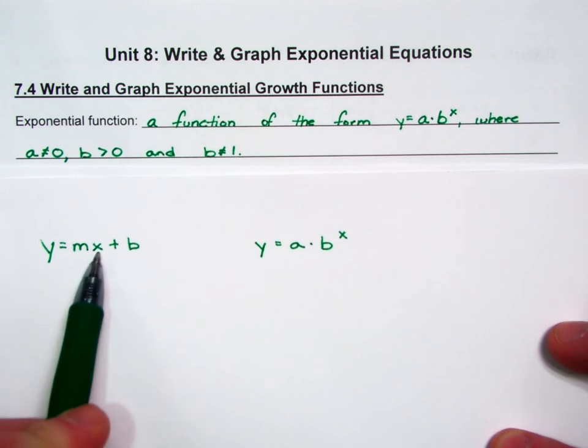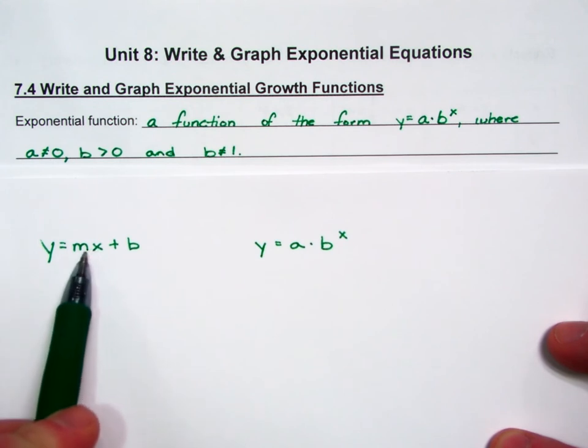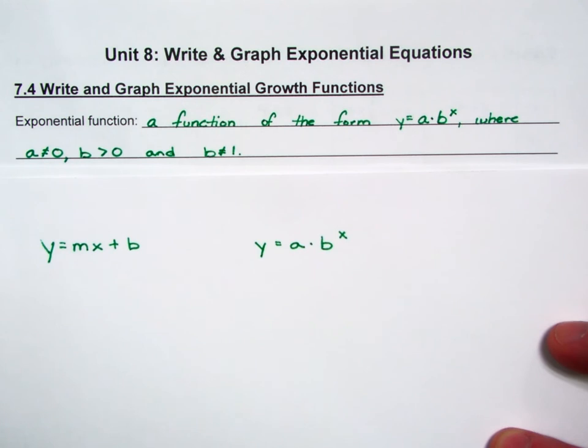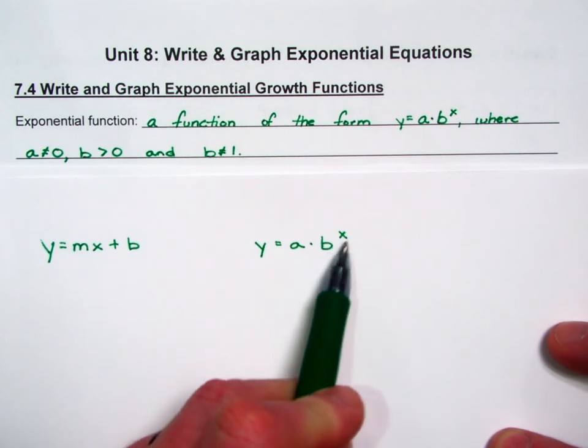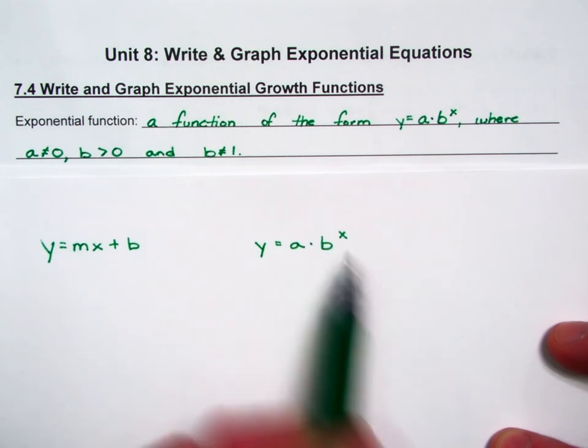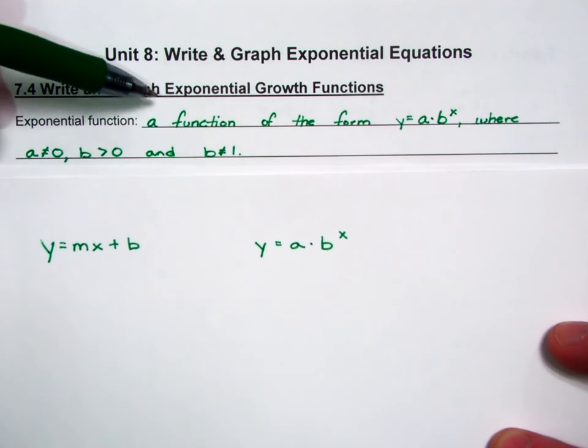Over here, your x was being multiplied by something, which made it a linear function. Whereas over here, your x is actually going to be an exponent. That's what is going to turn this into an exponential function.